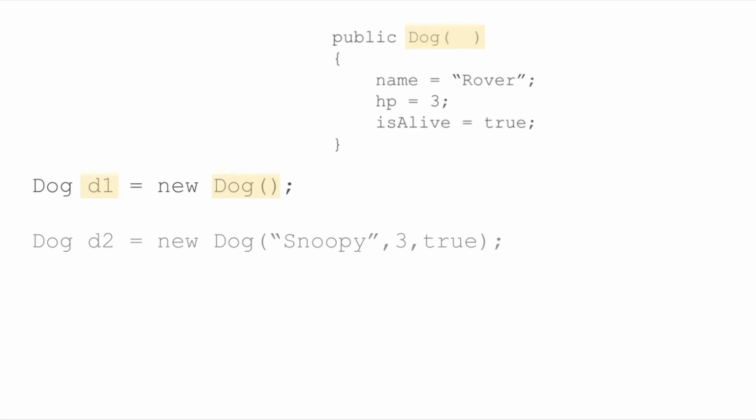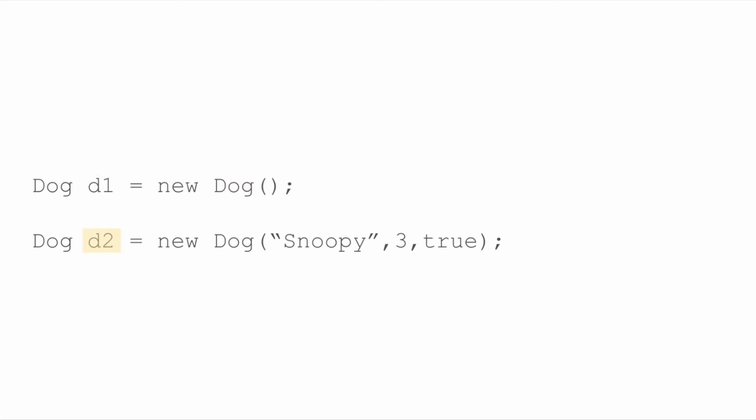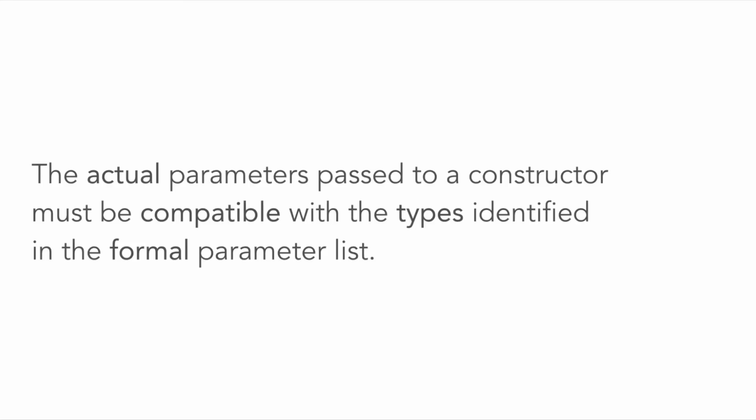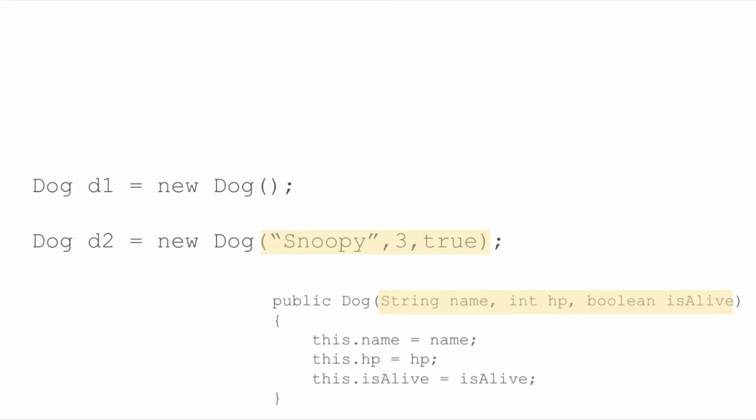Object D1 will have its instance variables assigned the following values. The string rover will be assigned to name, int 3 for health points, boolean true for is alive. In the case of object D2, its constructor contains a parameter list, so that is the one that will be used. The actual parameters passed to a constructor must be compatible with the types identified in the formal parameter list. Object D2 will have its instance variables assigned with actual parameter values. String Snoopy for name, integer 3 for health points, and boolean true for is alive.